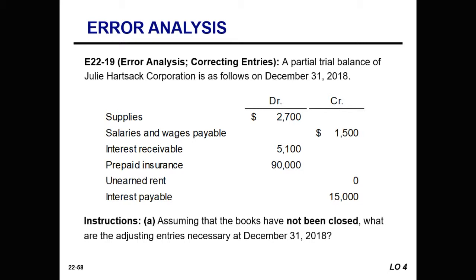So let's look at this partial trial balance for Julie Harstack Corporation on December 31st, 2018. We're going to assume the books have not been closed. What are the adjusting entries necessary at December 31st, 2018? Give you just a minute to peruse this.